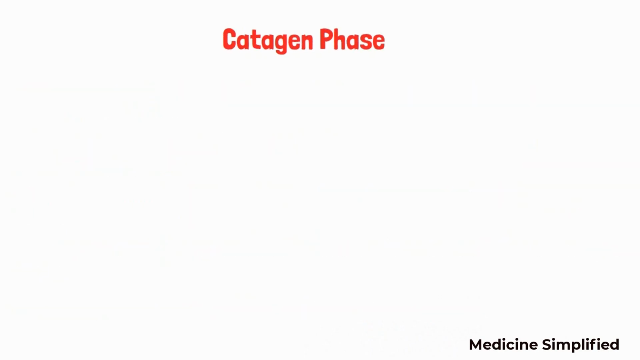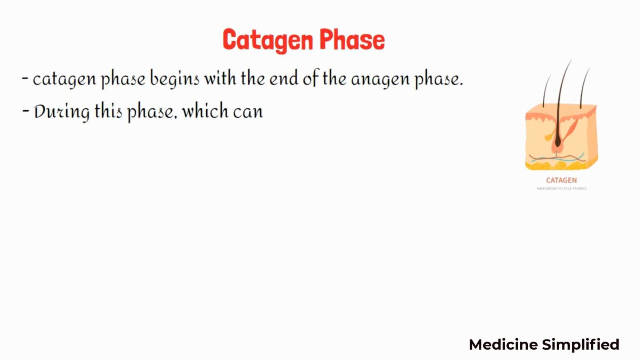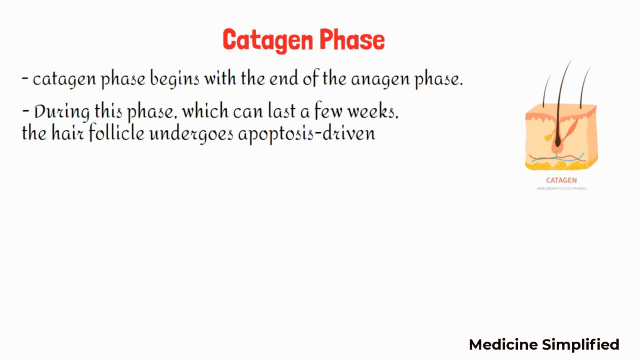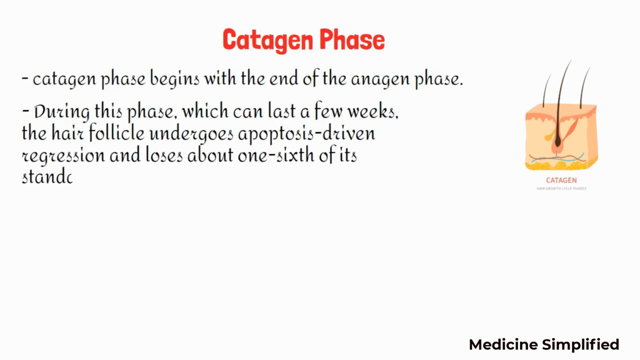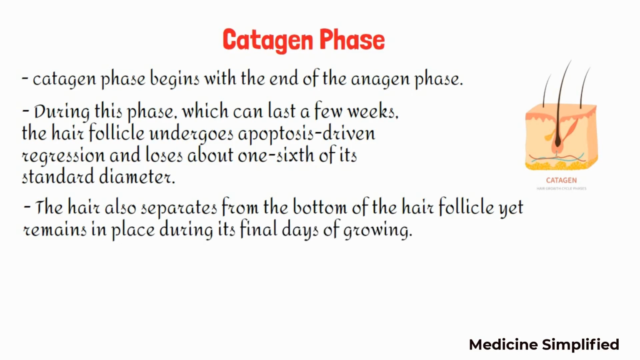Coming to the Catagen phase, it is the second phase in the hair growth cycle, which begins with the end of the Anagen phase. During this phase, which can last a few weeks, the hair follicle undergoes apoptosis-driven regression and loses about 1/6 of its standard diameter. So the hair will be shrunken to 1/6 of its standard diameter. The hair also separates from the bottom of the hair follicle, yet remains in place during its final days of growing.